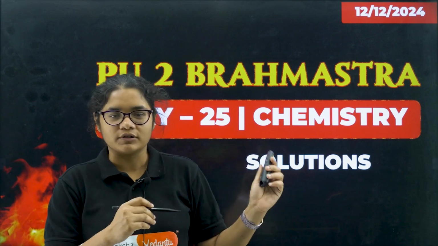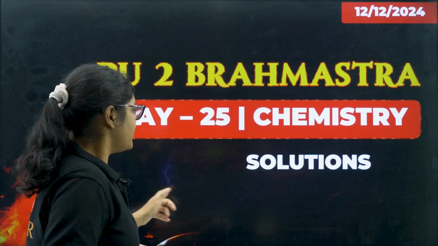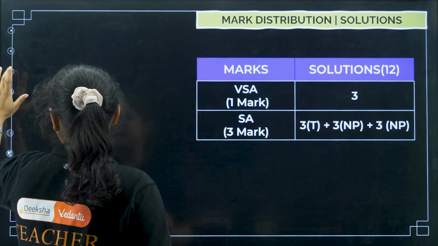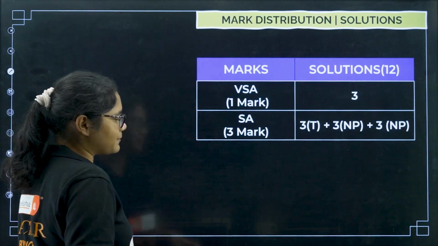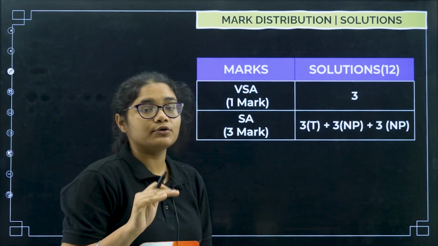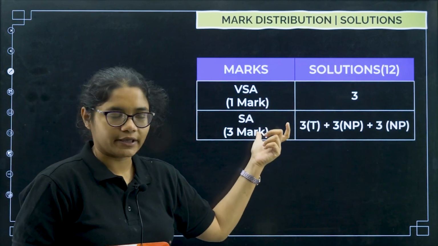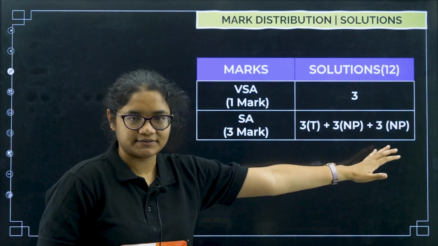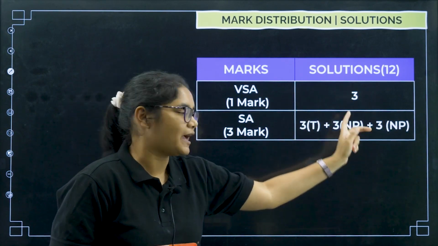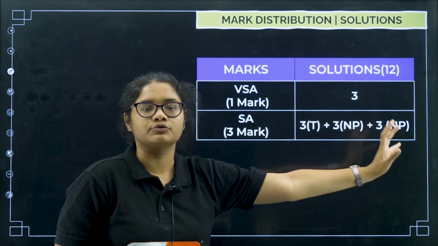Now you need to sit with a notebook and a pen and note down all the questions, write down the answers and try to practice them. So let us start with the weightage of this chapter. This chapter carries 12 marks in your PU board examinations. You will have 3 MCQs and 3 3-marker questions. Here you get 9 marks and here you get 3 marks, so the total comes out to be 12.